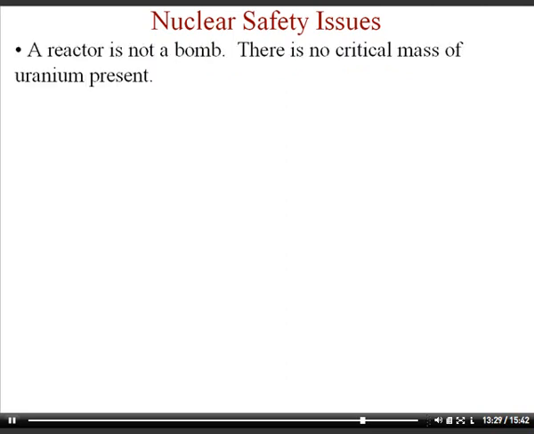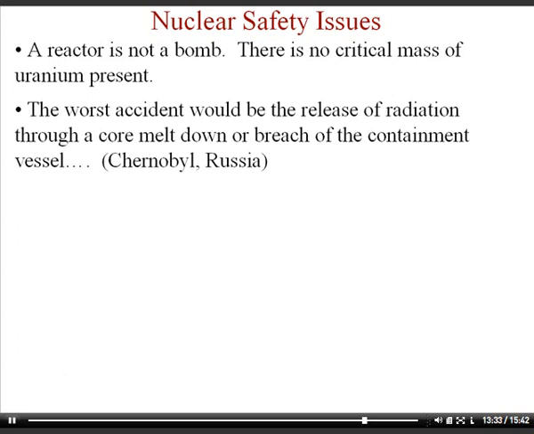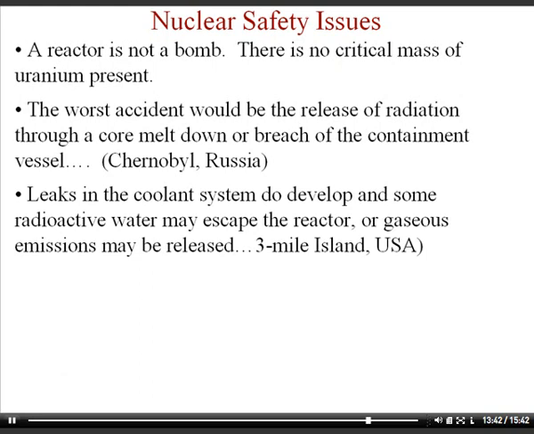Now here are some nuclear safety issues. A reactor is not a bomb. There's not a critical mass of uranium present. The worst accident that we've had on the Earth is Chernobyl, and there was a core meltdown. And what happened is that they pulled the control rods up, and there was too much steam in the reaction, and the reaction blew off the top of the containment field, and then air rushed in and caught the control rods on fire, and then the nuclear reactor was on fire, and then the smoke was billowing all this radioactive material all over the place.